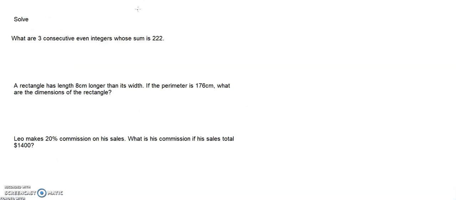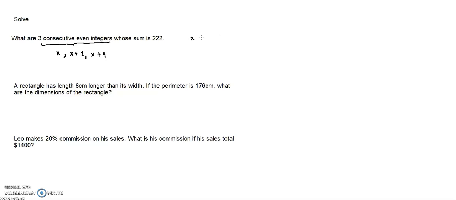Okay, so now let's try to solve some problems that are related to the expressions that we just did last time. The first one says, what are 3 consecutive even integers whose sum is 222? So remember from last time, our consecutive integers were x, x plus 2, and x plus 4. Okay, so that's what we just did earlier in the video. And we want their sum to be 222.